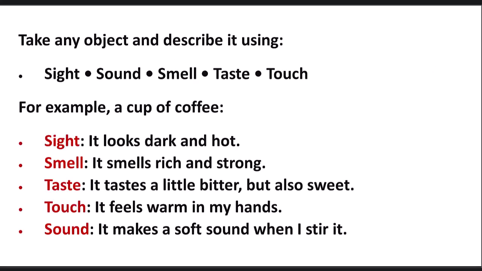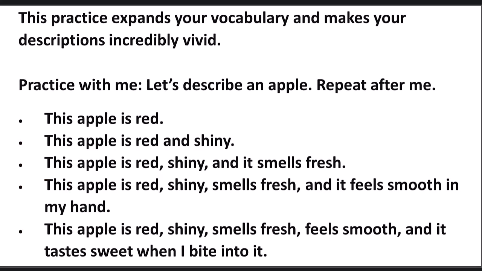Take any object and describe it using sight, sound, smell, taste, touch. For example, a cup of coffee. Sight. It looks dark and hot. Smell. It smells rich and strong. Taste. It tastes a little bitter, but also sweet. Touch. It feels warm in my hands. Sound. It makes a soft sound when I stir it. This practice expands your vocabulary and makes your descriptions incredibly vivid.